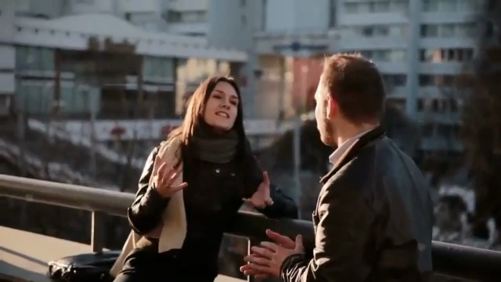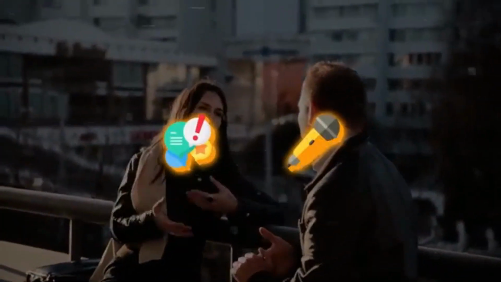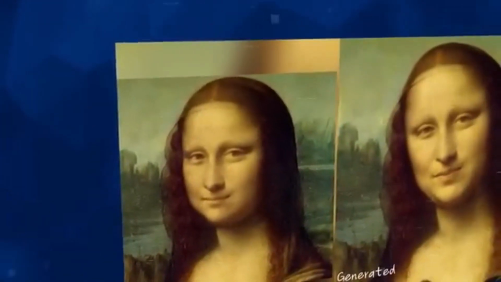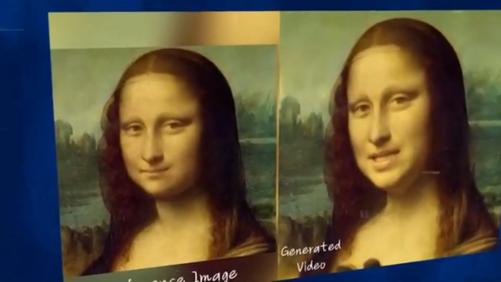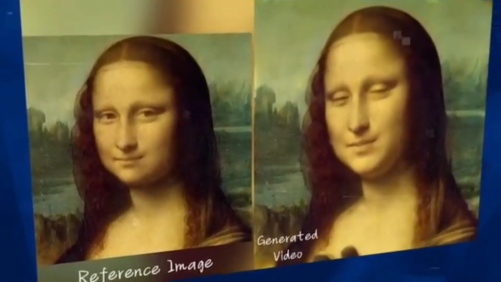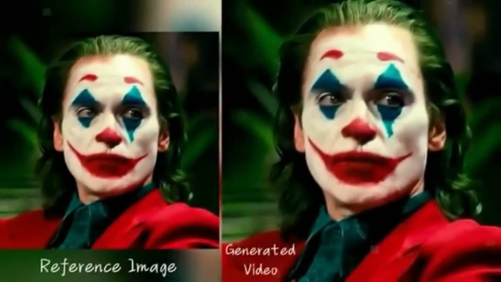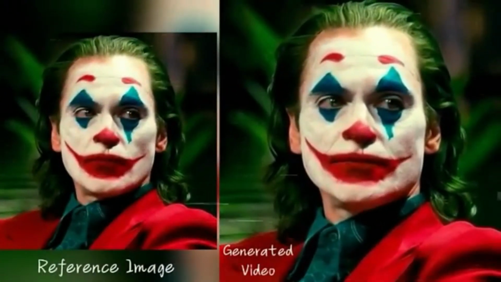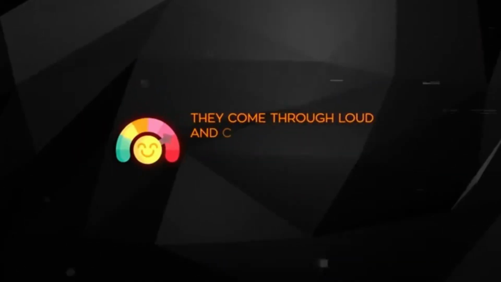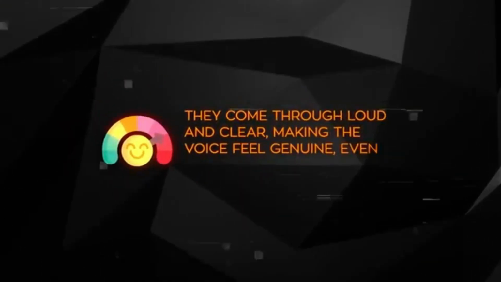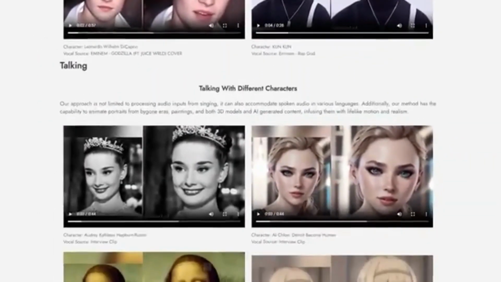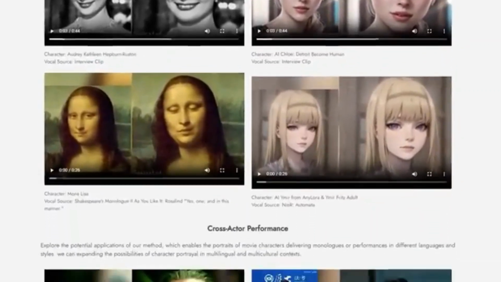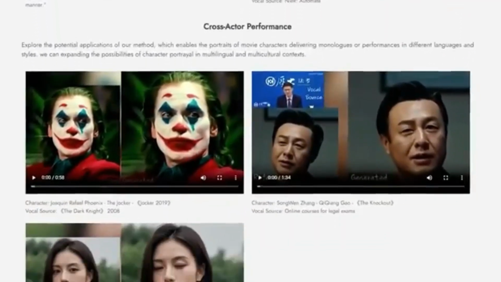It actually nails the subtle details of how people talk and sing, bringing animation so close to real-life movements. It keeps the essence of the character consistent, even when they move or change expressions in different ways. It's like you can recognize them instantly, even if it's your first time seeing them. And the emotions? They come through loud and clear, making the voice feel genuine, even if it's not originally theirs. In short, EMO is an incredibly flexible and potent tool for crafting videos where people talk or sing.